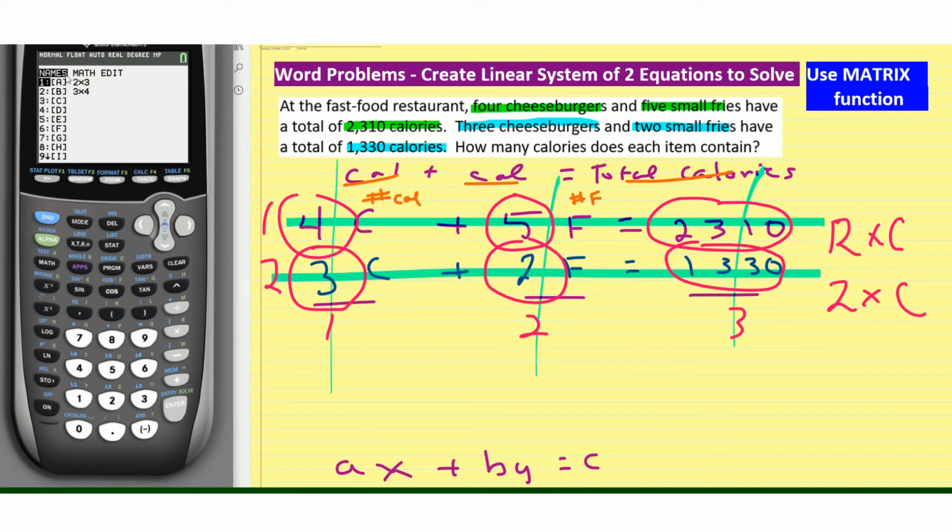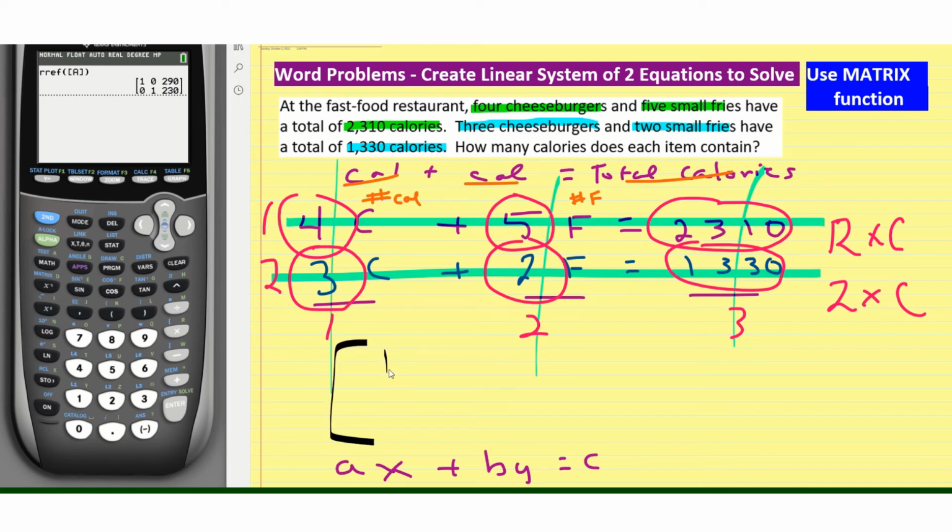Well, the first one that's highlighted, the name is matrix A, 2 by 3. That is the matrix that I just put new data in. So I'm going to push enter to choose that one. I'm telling it to look at matrix A, close my parentheses, push enter, and that gives me an answer matrix of 1, 0, 290, and 0, 1, 230.